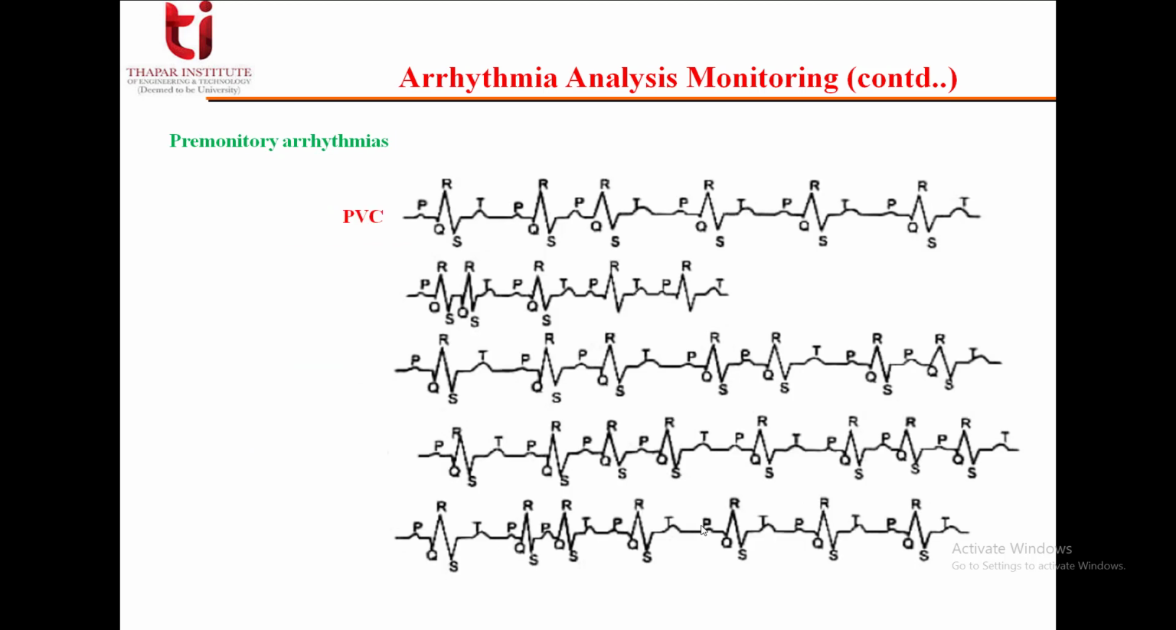Further, let's see premonitory arrhythmias. This is PVC. Then we have R on T. You can see bigeminy, trigeminy, and we have interpolated PVC. So these are the different waveforms which are representing different arrhythmia conditions.